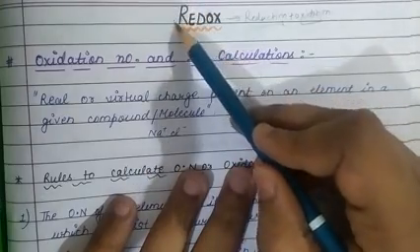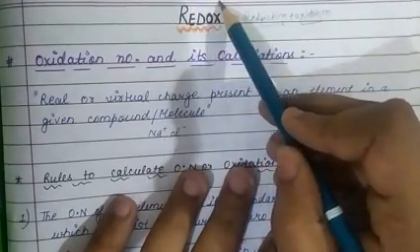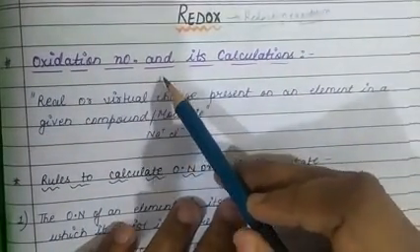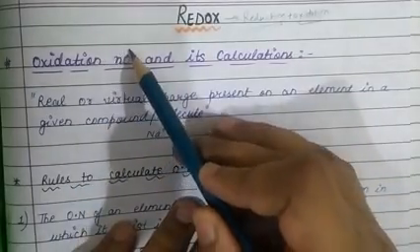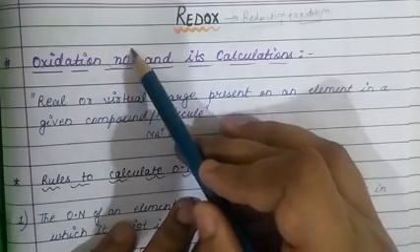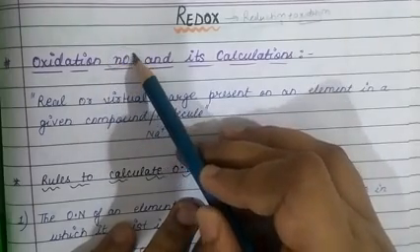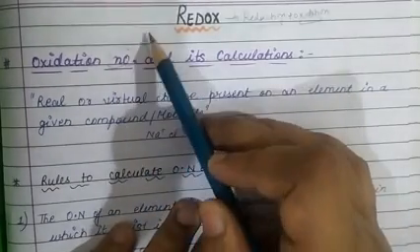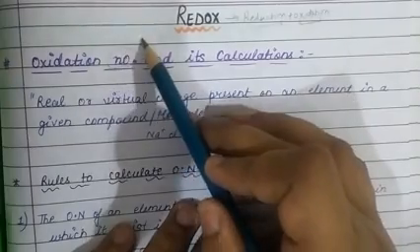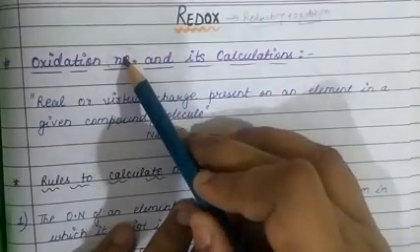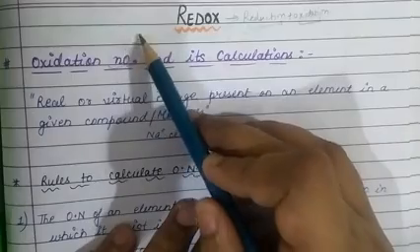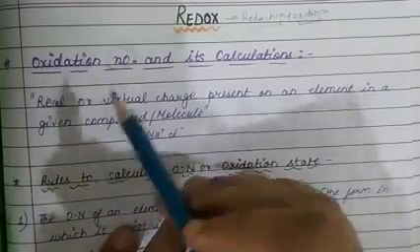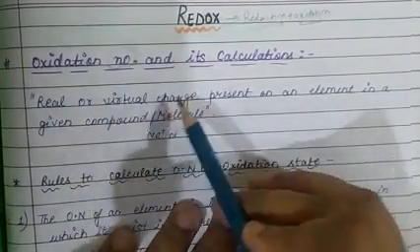In redox reactions, first we will study oxidation number and its calculation. What is oxidation number? Oxidation number is basically a number which is calculated from the charge, and the charge can be real or virtual. So basically, oxidation number is a charge. This charge may be real or may be virtual.